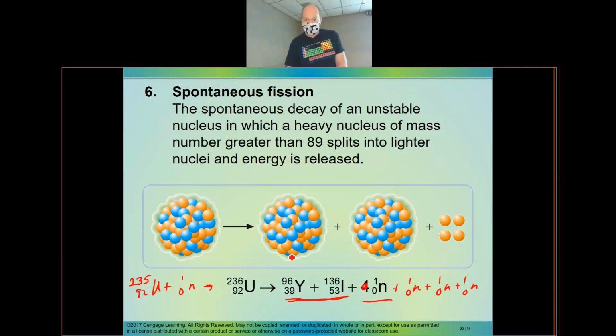And so now when you add up your 96, your 136, and your 1, your 1, your 1, your 1, you get 236. When you add up your 39 and your 53, that is your 92. When you add up your 92 and your 0, that is your 92. All right, so you cannot predict the products of fission. 2 of the 3 products have to be given to you. And you can then calculate the 1 missing product. But fission, that is when you split a larger nuclei into smaller nuclei.